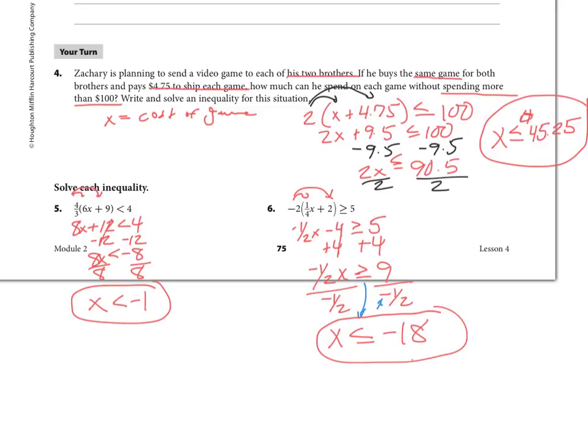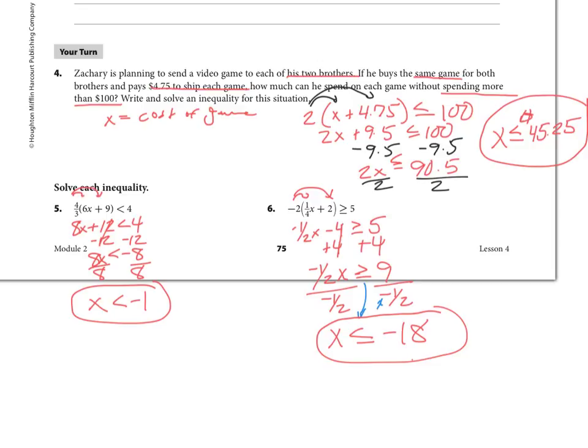Do your distributive property, subtract 9.5 from both sides, divide by 2, you get 45.25. So that means the cost of the game is $45.25, or no more than that. It can be equal to that, it can be less than that.